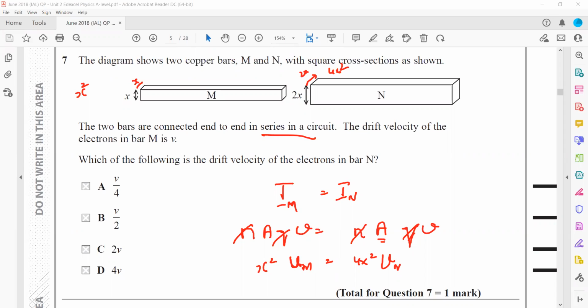Which of the following is the drift speed in N? We want this drift speed. So when we simplify, X square will cancel with X square. This 4 is multiplied on one side, so on the other side it will be divided. So Vm divided by 4 is equal to Vn. It means the drift velocity in N is equal to the drift velocity in M divided by 4. So for question 7, A should be the right answer.